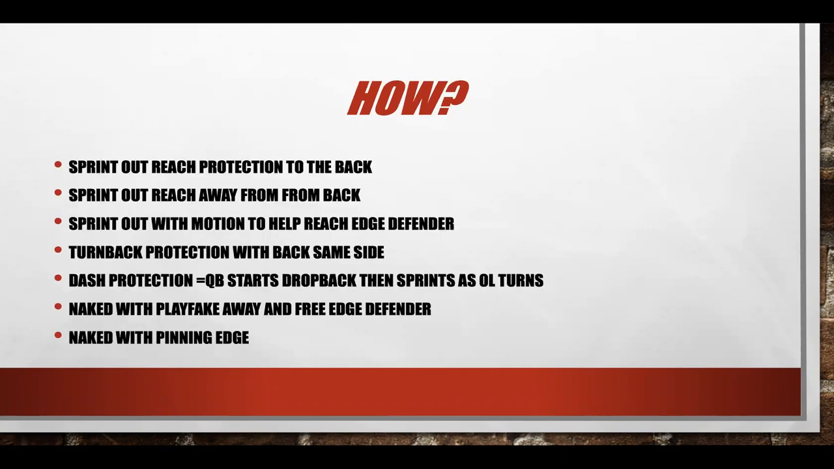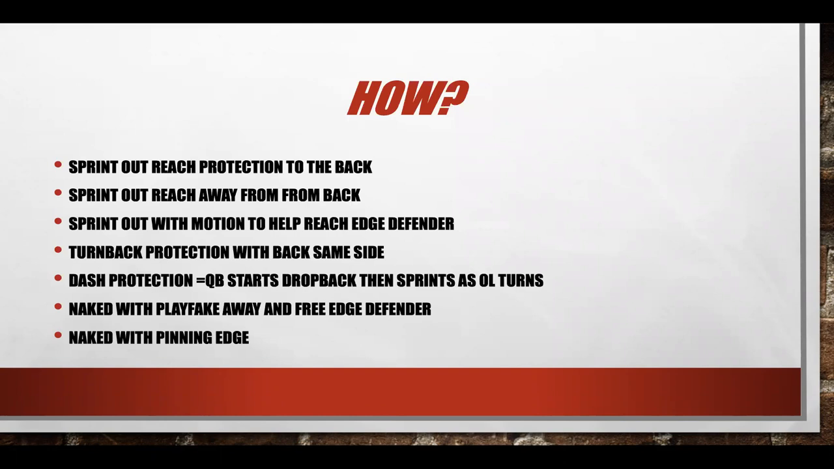The first way is that we sprint out. In other words, the quarterback takes the snap, opens his feet, and starts to run a sprint towards the sideline. And all of the offensive linemen reach the outside shoulder pad of the person closest to them. The advantage to that is you don't have to have the running back on the same side. And sometimes that's a big advantage. Sprint out and reach away from the back. So in other words, the sprint out is away from the running back. So your running back is on the left, you roll out to the right.